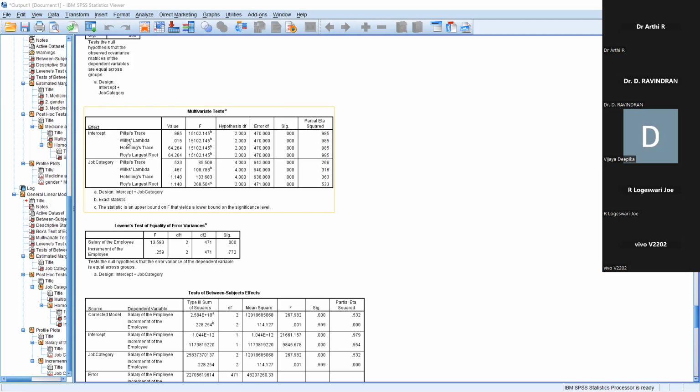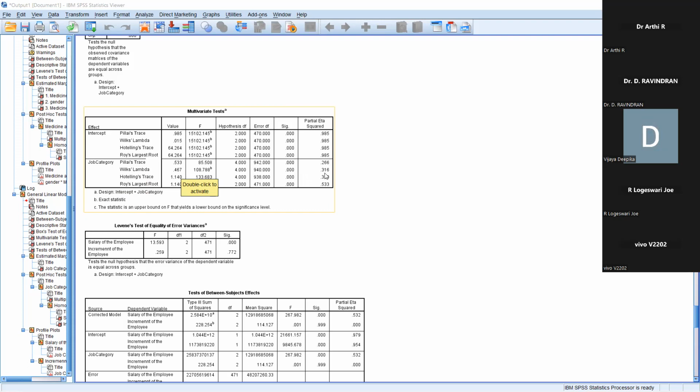The first one is the intercept, which means constant. You have to see the job category Wilks' lambda, not the intercept. Here the significant value is less than 0.05. The F value is 108, and the Wilks' lambda value is 0.467. And there is another value which is called partial eta squared.